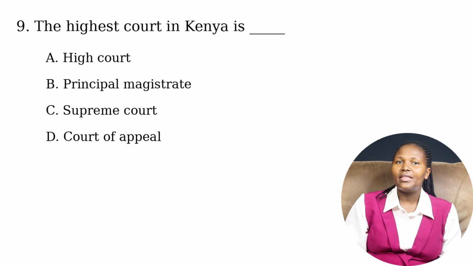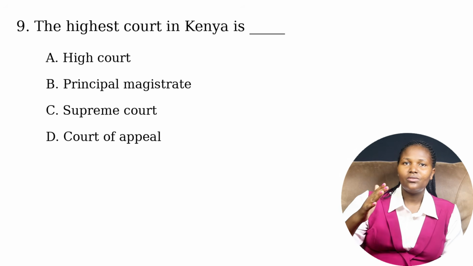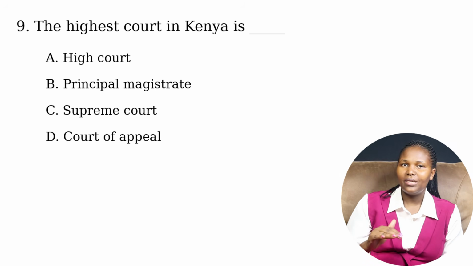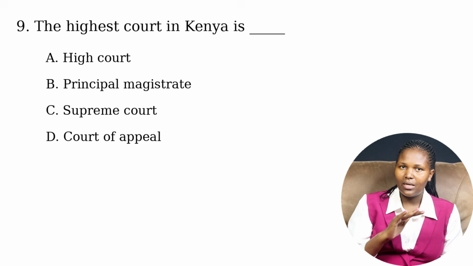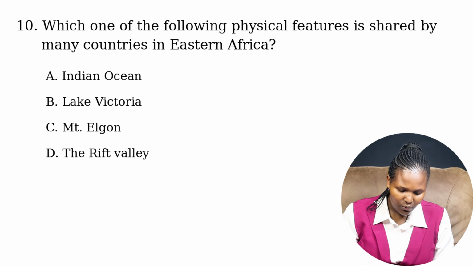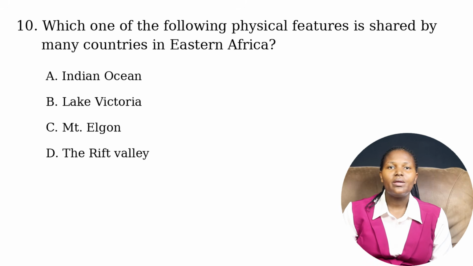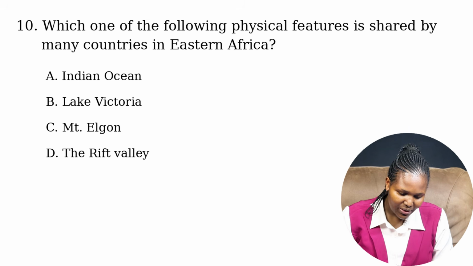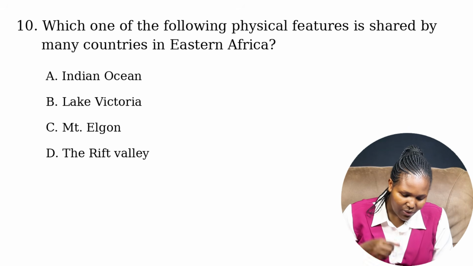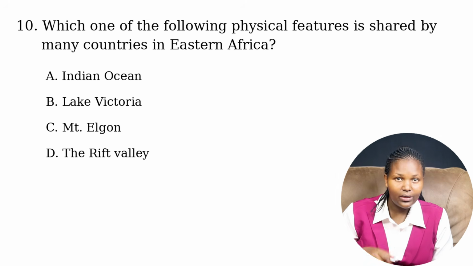So always remember that the highest court is the Supreme Court. There is no other one beyond that. So when the Supreme Court makes a judgment, you cannot appeal. It gets to that. Then question number 10. Which one of the following physical features is shared by many countries in Eastern Africa? So we are talking about Eastern Africa, and we are supposed to check at the physical feature that is shared by many countries in Eastern Africa.